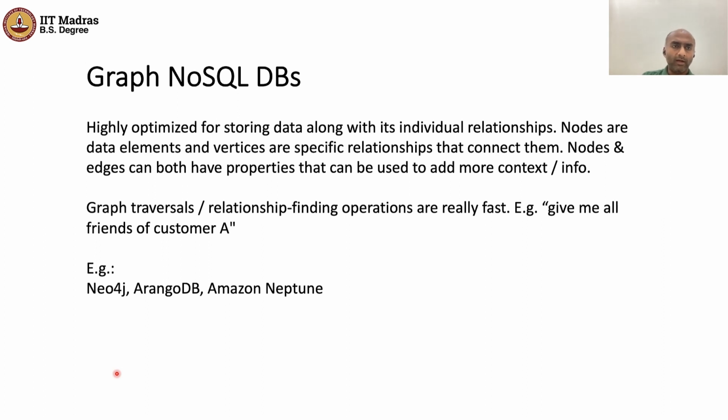Okay, so the last of the categories here in NoSQL is graph NoSQL stores. These are highly optimized for storing data along with its individual relationships. The key word here is individual. I'm not talking about set-wise relationships like primary key, foreign key, but individual relationships. For instance, my record is connected to my credit card, which is connected to my household.